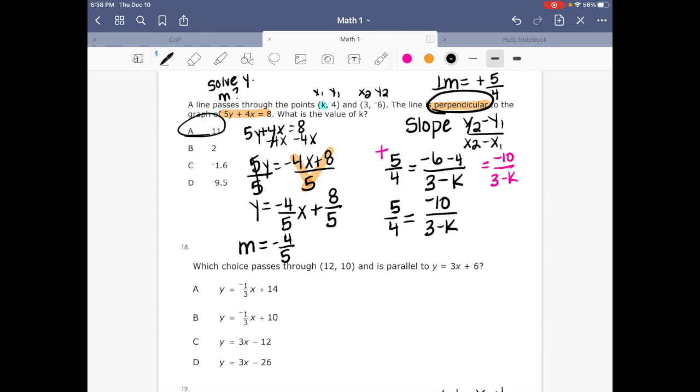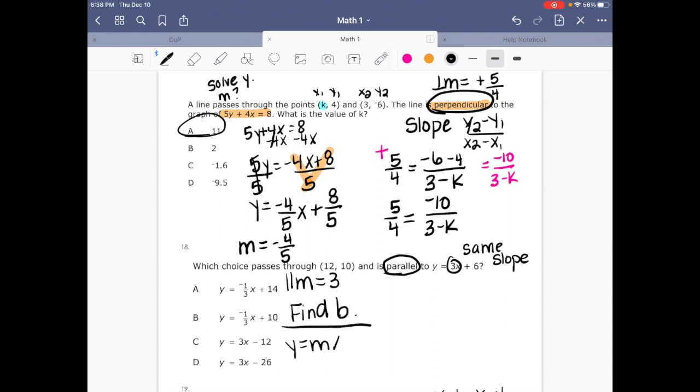All right, so for number 18, it says which choice passes through the point 12, 10, and is parallel to this particular line. So it's going to have the same slope. So if it has the same slope, then my original slope is 3, so my parallel slope is also 3. So we're going to find the b in this problem, and we're going to find that by doing y equals mx plus b. Now, one thing I can do is go ahead and get rid of a and b because we know the slope has to be just positive 3 and not the reciprocal.